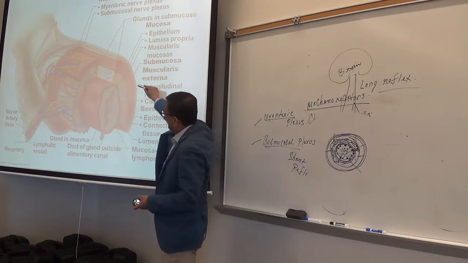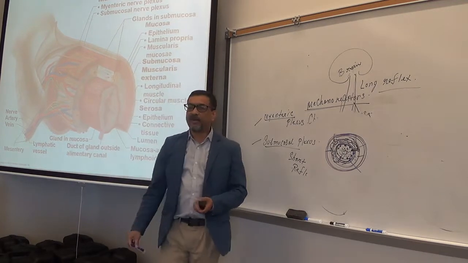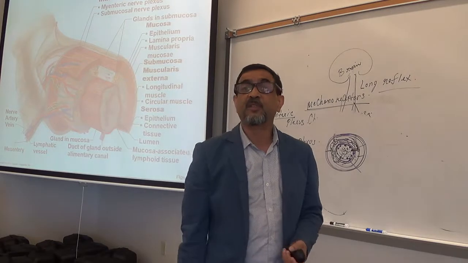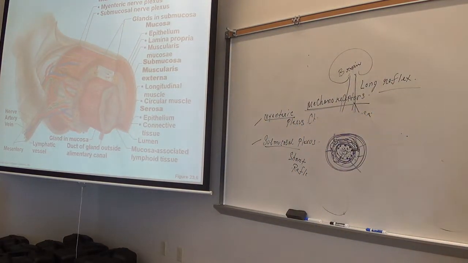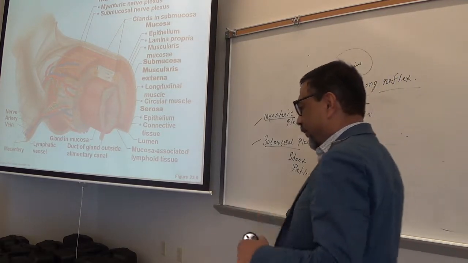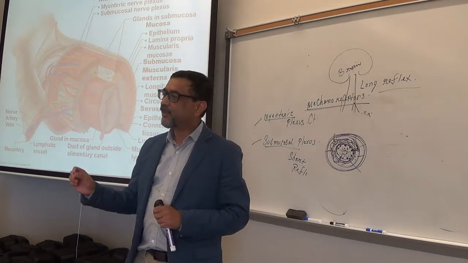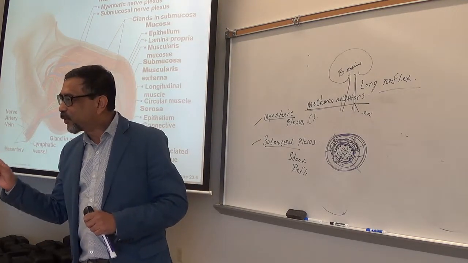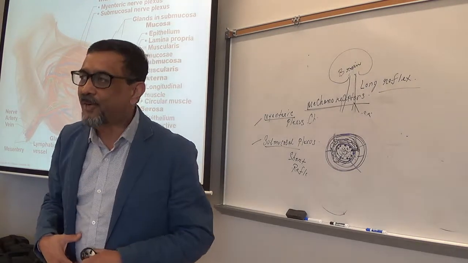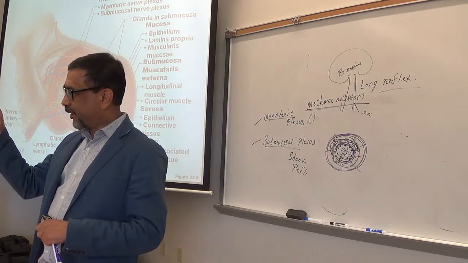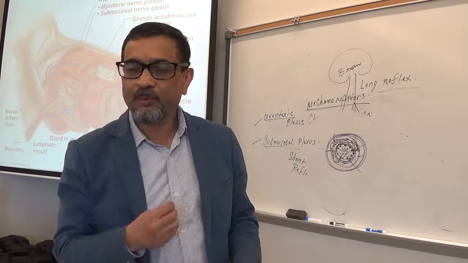Then, the next layer is a thick muscular layer, thick layer of smooth muscle. And that is called muscularis externa. Now you help me. I said muscularis externa has how many layers in it? Two or three, right? Only in the stomach wall you have three. In other parts of the GI tract you have two.